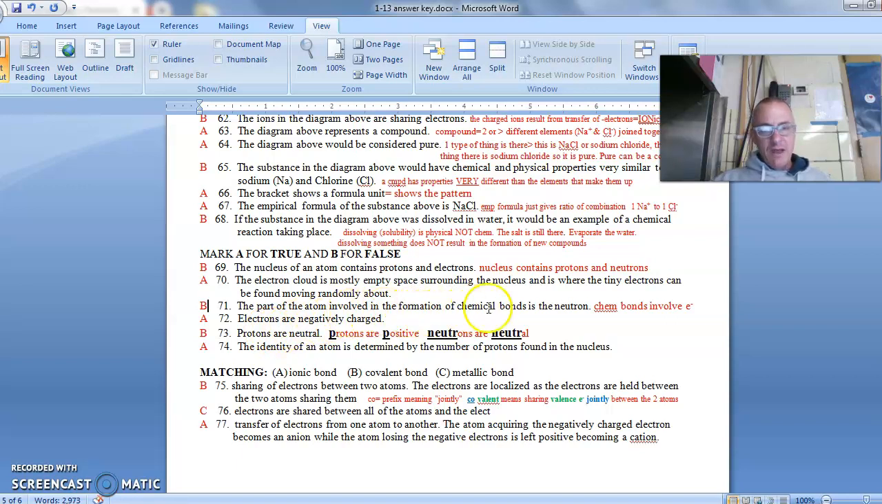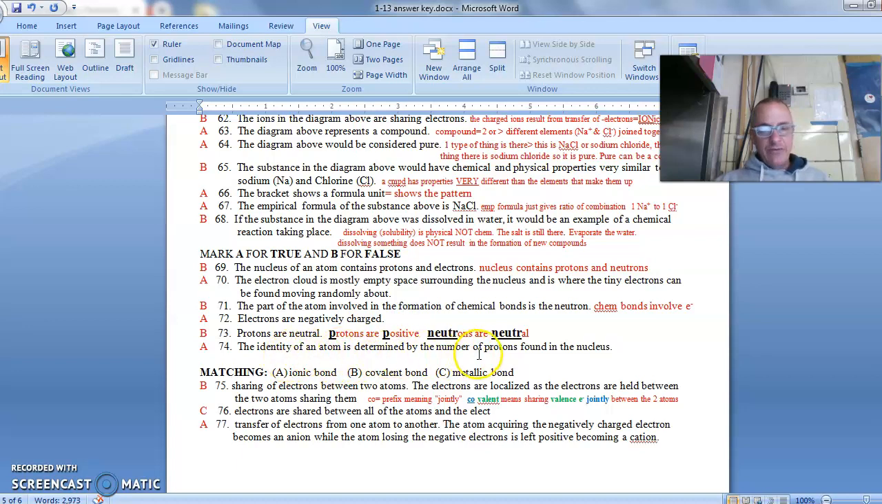The part of the atom in the formation of bonds is the electron. Electrons are negatively charged. False. That is true. The protons are neutral. No. False. The protons are positive. The neutrons are neutral.